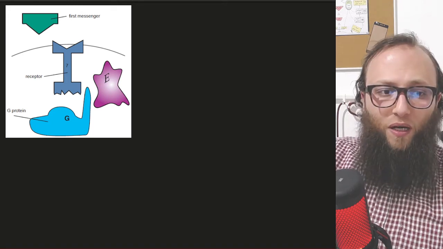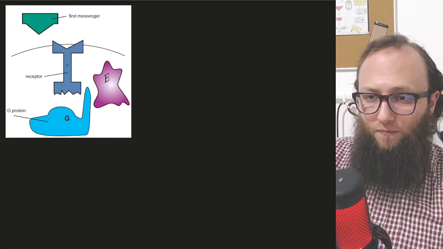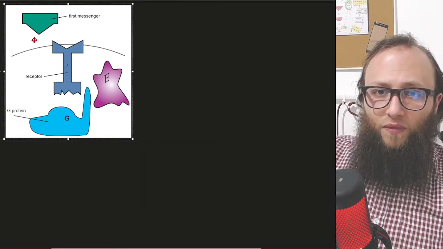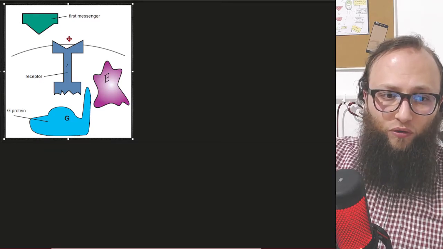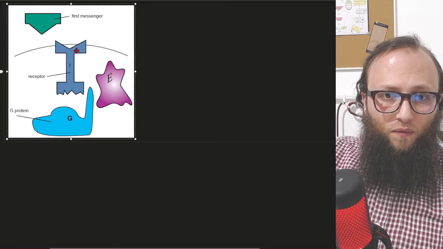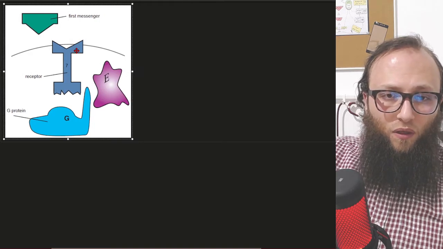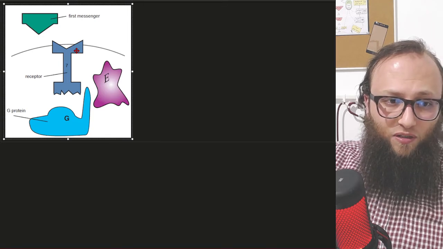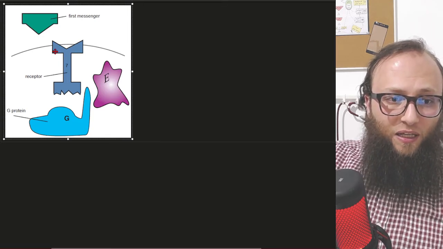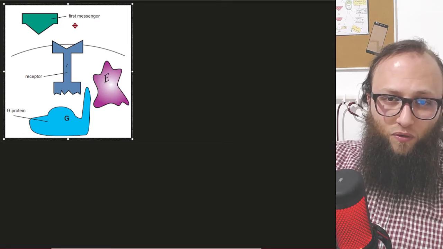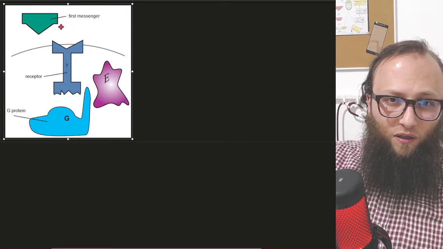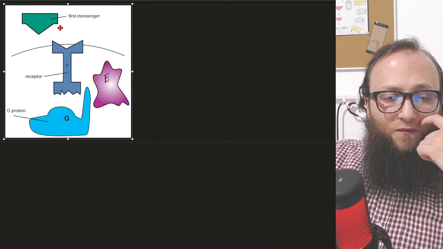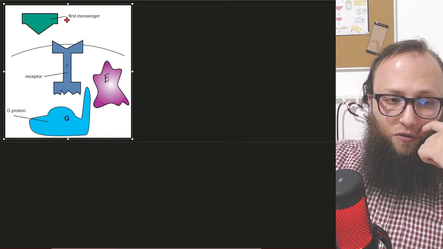Okay, let's just talk about the G protein linked system and how it works. So here we have the elements of a G protein linked system. We have four elements of a G protein linked second messenger system. The first element is the neurotransmitter itself, of course. The neurotransmitter is actually the first messenger.